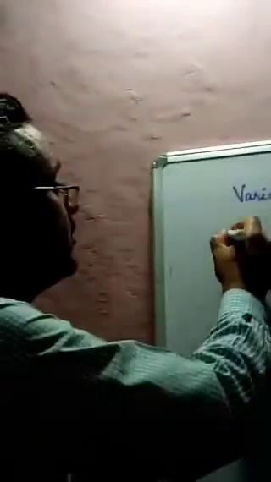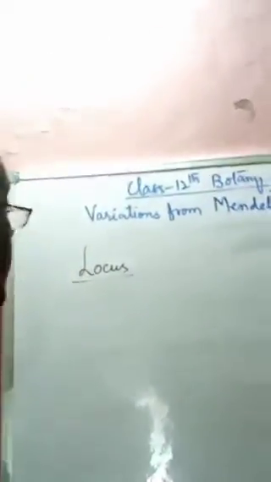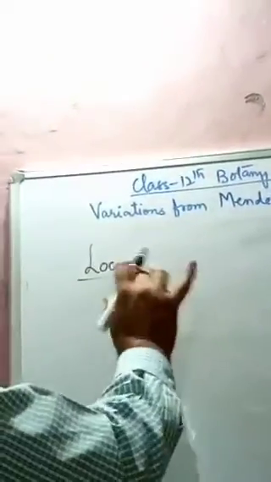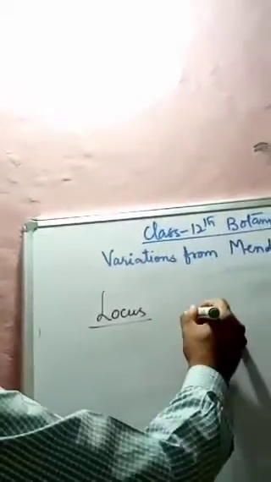Hello students, good morning. In continuation of the last topic, we were discussing Mendel's principles, but they do not always come true; there are some variations from Mendel's principles. Before going into what those variations are, let us discuss the term locus. What is this locus? Locus is simply the position of a gene on the chromosome.